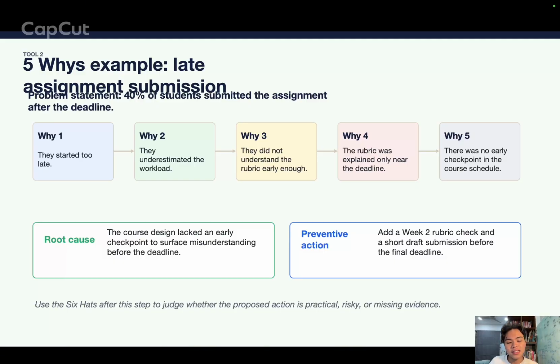So this is the example that I use. Why is the assignment late? This is quite self-explanatory.